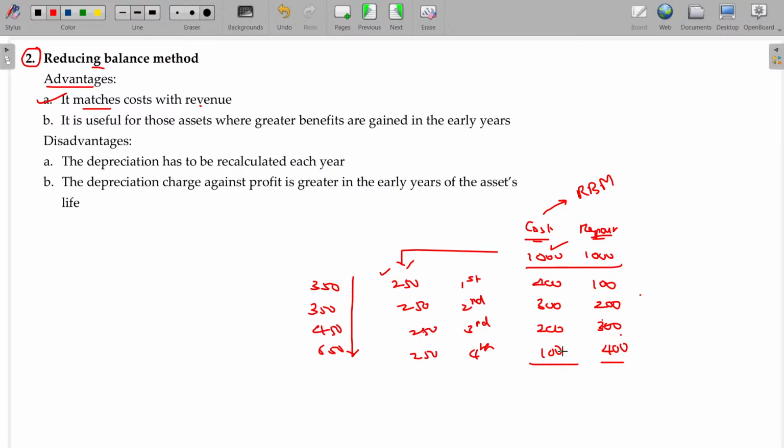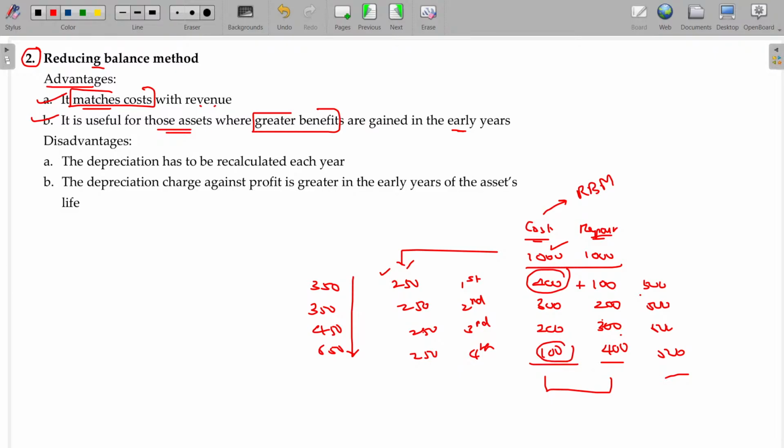But if you follow this method, the overall amount transferred to your income statement being 500, 500, 500, more or less the same amount you are debiting for the asset utilization over the period. So logically seems to be a good one. Okay, so that's why it matches the cost with the revenue. And it's useful for those assets where greater benefits are gained in the earlier years. So huge benefit will be there in the earlier year. Outdated or old machine will perform much lower and the benefit also be much lower. That time we charge only 100 rupees.